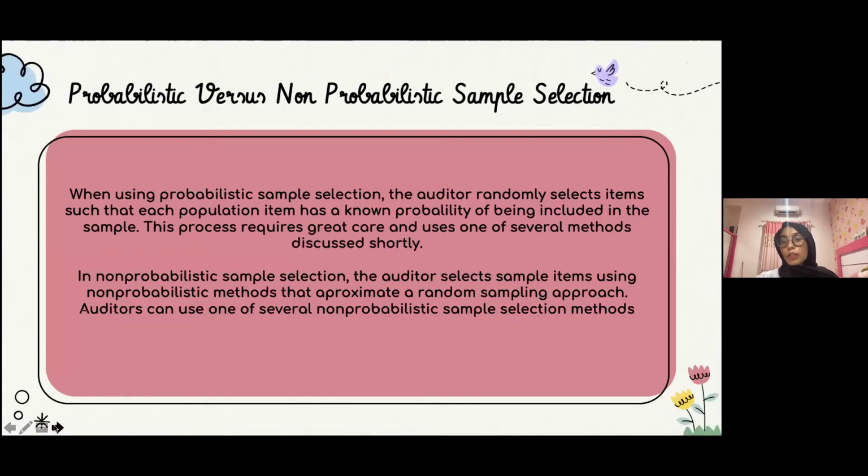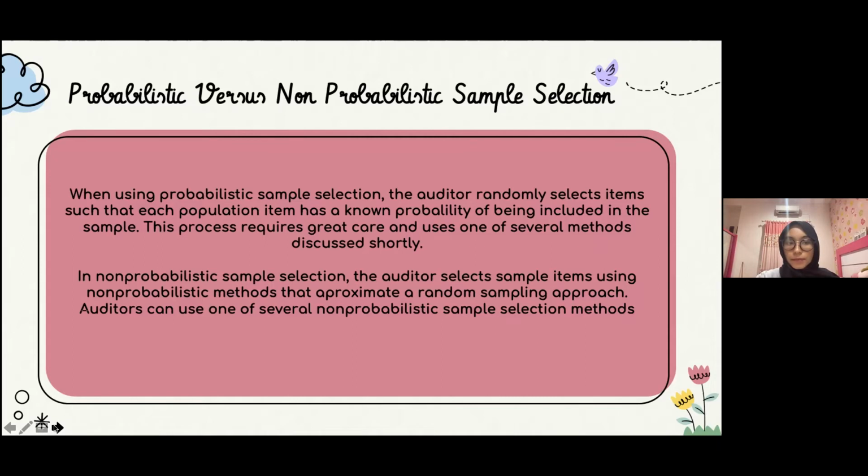Next, we're going to talk about probabilistic versus non-probabilistic sample selection. When using probabilistic sample selection, the auditors randomly select items such that each population item has a known probability of being included in the sample. This process requires great care and the use of one of several methods discussed shortly. In non-probabilistic sample selection, the auditor selects sample items using non-probabilistic methods that approximate a random sampling approach. Auditors can use one of several non-probabilistic sample selection methods.